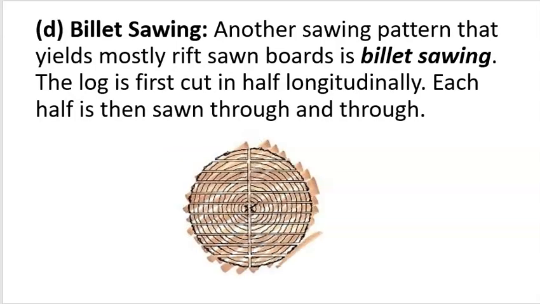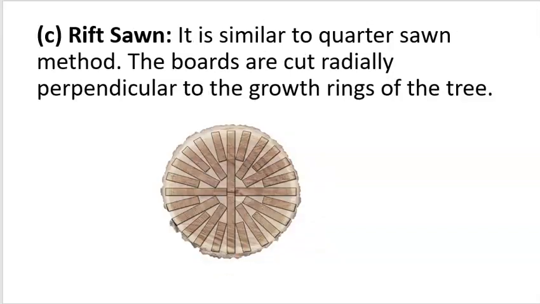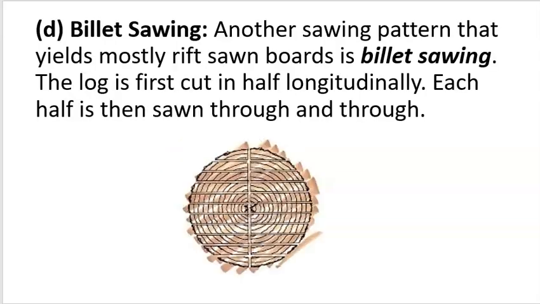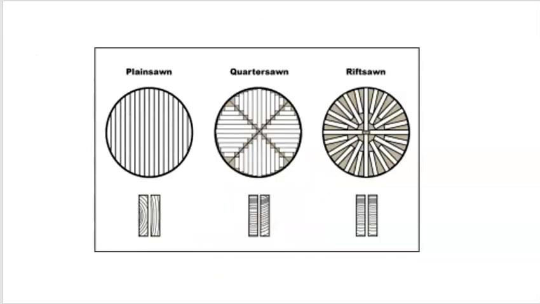Billet sawing. Another sawing pattern that uses most rift sawn boards is billet sawing. The log is first cut in half longitudinally. Each half is then sawn through and through. You will see that both rift sawn and billet sawing look like the first two, the plain sawn and the quarter sawn. So plain sawn, when it is cut, the one underneath it is the kind of pattern they are going to give us.